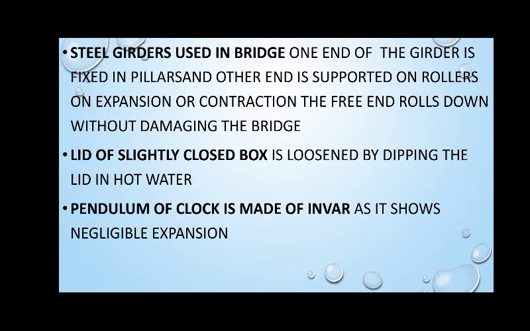Then, my dear students, some more examples are steel girders used in the bridge. You know, one end of the bridge is fixed, and the other end is supported on rollers. So when there is expansion or contraction, the free end rolls without damaging the bridge. And if the other end is also fixed in the concrete, it will cause cracks and weaken the bridge. Lid of a slightly closed box.